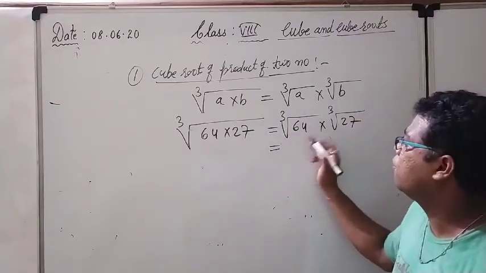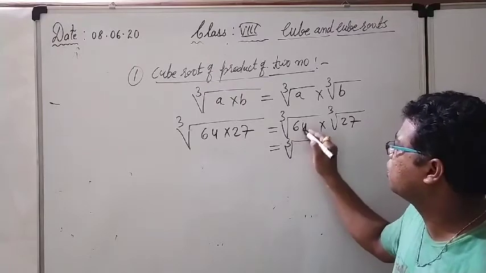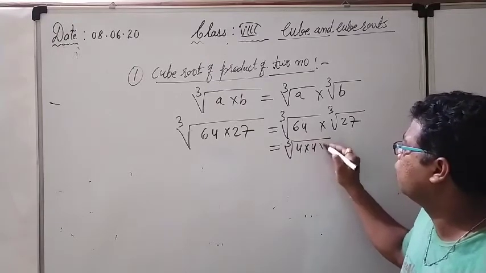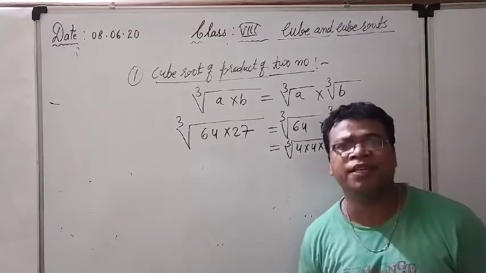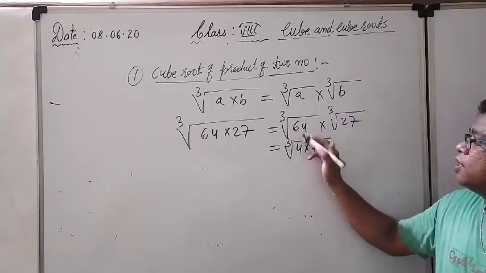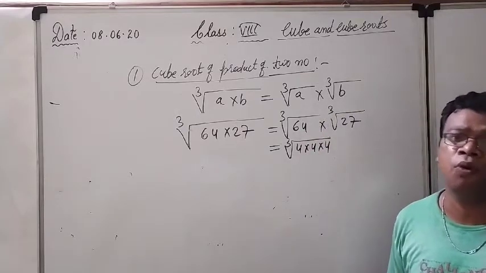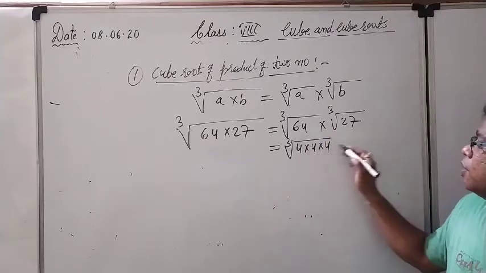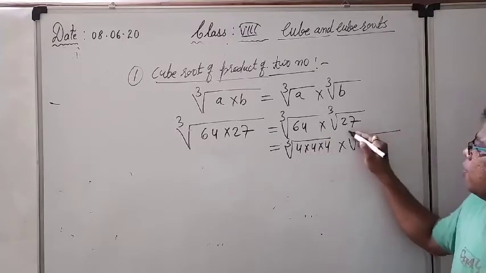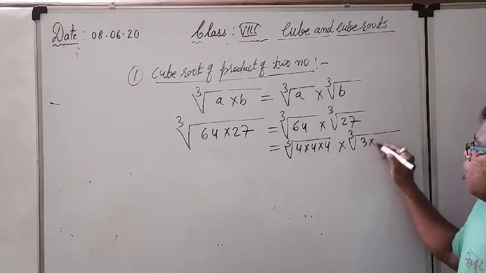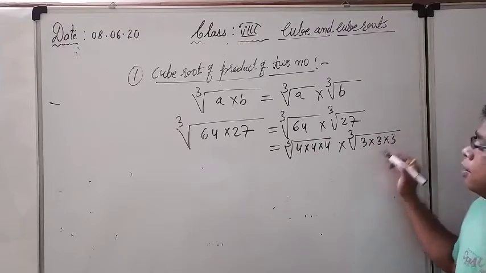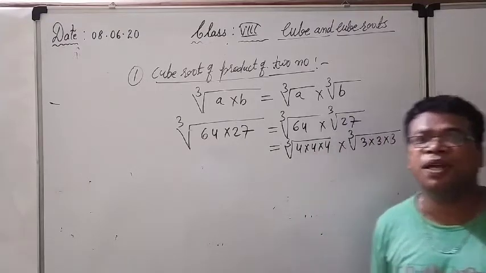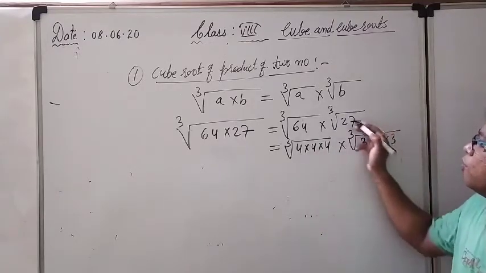Okay, right now see what is the meaning of cube root of 64. 4 into 4 into 4. Already we know that 64 is a cube of 4. So we can write it in this way also. Same like that, we know that 27 is a cube of 3. Means we can write 3 into 3 into 3 in place of 27.